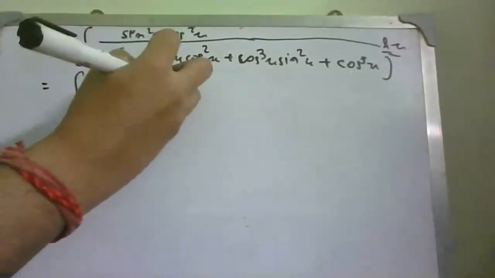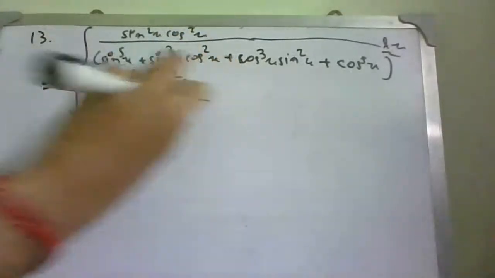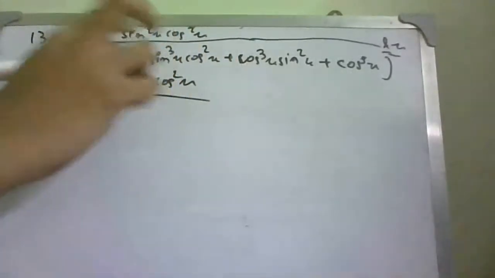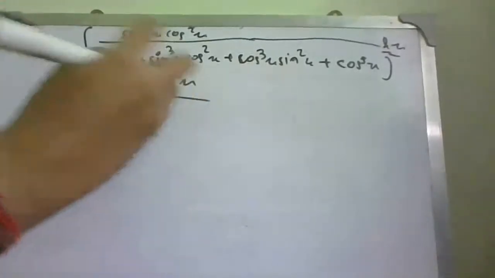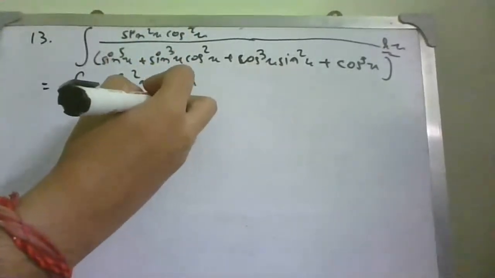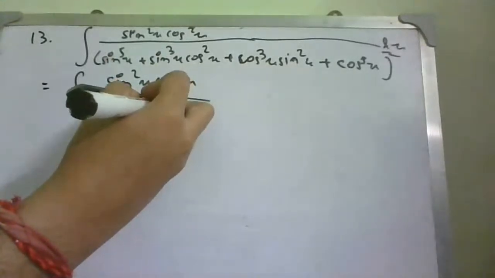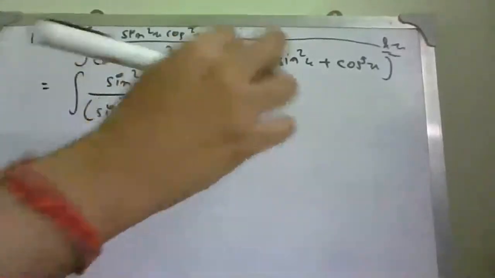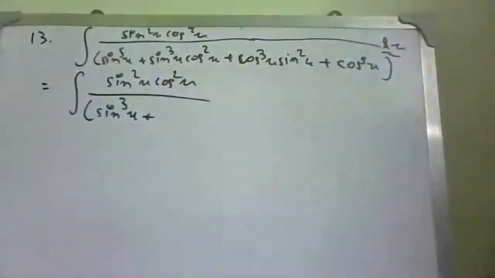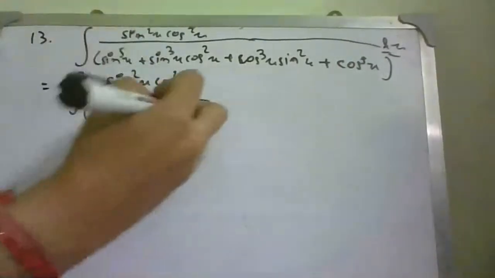Sine square x cos square x. What if we take sine cube common from this thing? So let's take sine cube x common from the first two terms. So we'll have sine square x plus cos square x, that is basically 1. And if we take cos cube x common from here, we will have sine square x plus cos square x, which is basically 1 again.